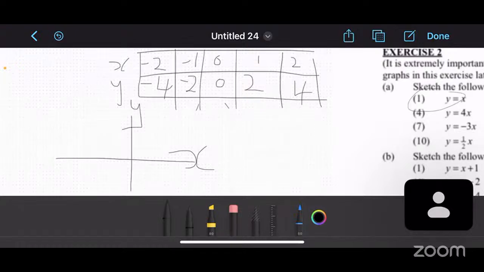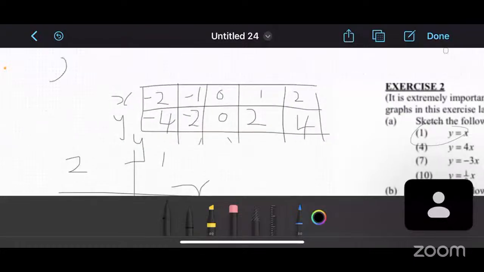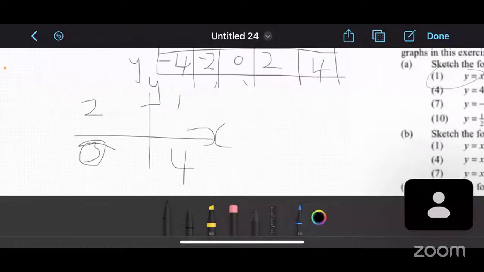And I don't know how to explain where to put them, ma'am. So this is the first quadrant, second quadrant, third quadrant, fourth quadrant. So the first coordinate is going to be -2 and -4. Your x is negative, so that means the point is going to be in here.